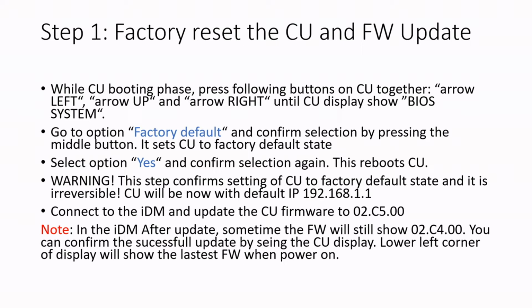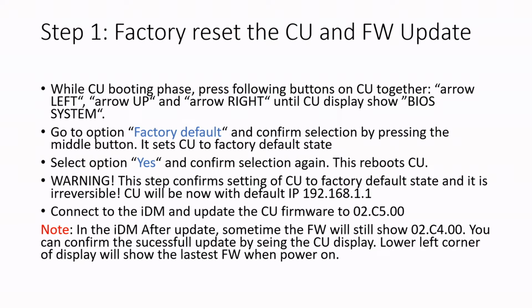If you connect to the IDM, then the IP of the CU will be 192.168.1.1, and after that connect to the IDM and update the firmware to 02C5. So while doing the firmware update, the firmware will still show 02.C4. So in the upcoming version we will resolve that one. To make sure of the successful firmware update, you can see the display of the CU. When it boots up, it will show the correct firmware version in the CU display.